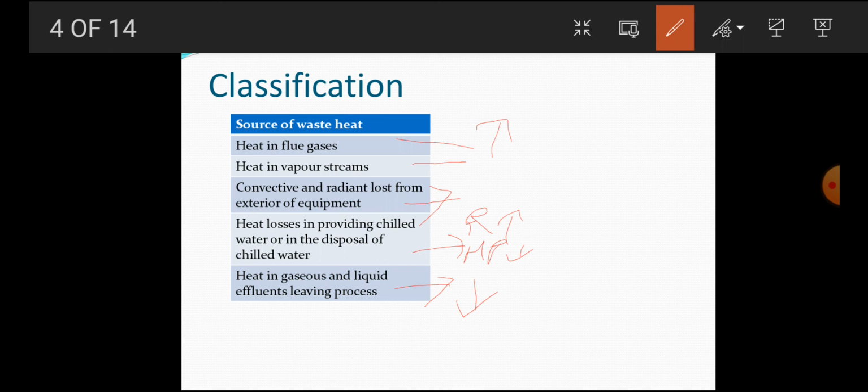You can also consider one more: heat loss in cooling water. You can consider it low grade, because there are useful gains if heat is exchanged with incoming fresh water. So these are the main sources of heat and their grades. These are the grades of extracting the heat.